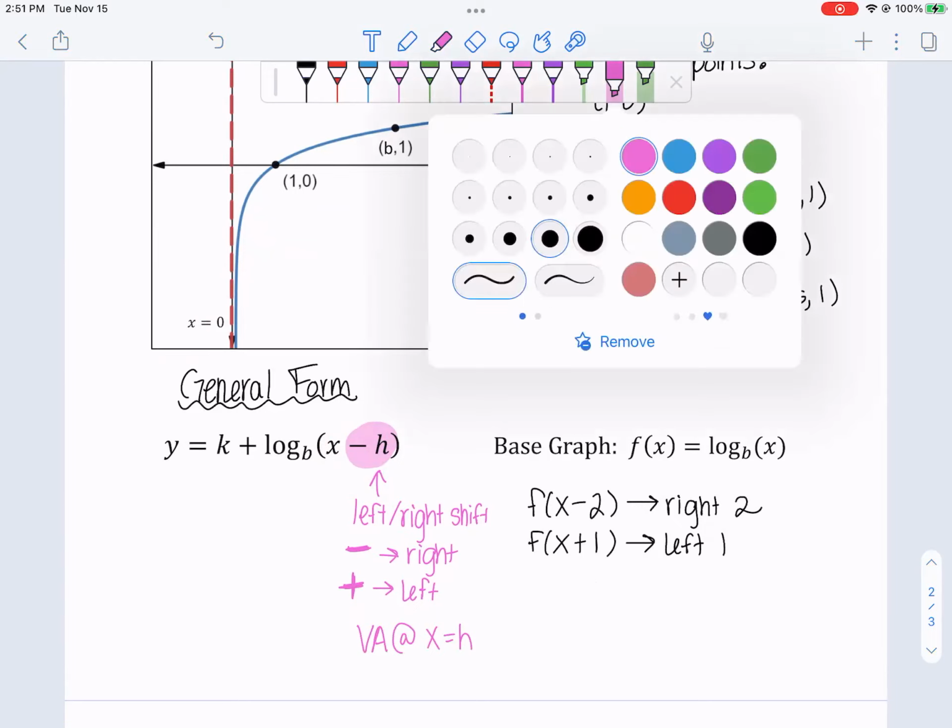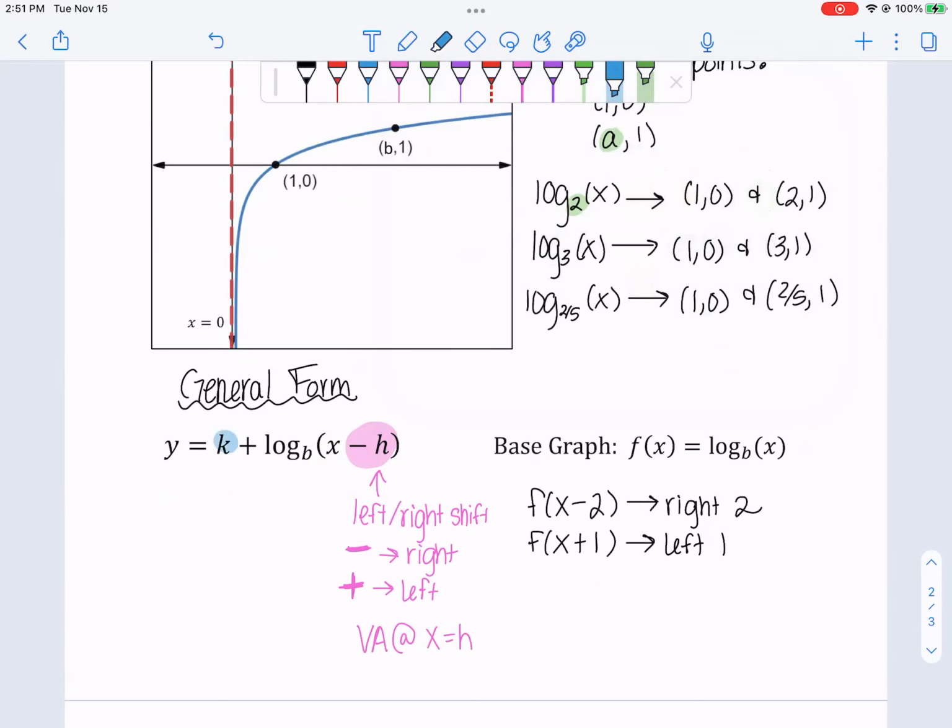This k right here is an up or down shift depending on if k is positive or negative. And if the outside of the logarithm is ever negative, it's going to reflect over the x-axis.